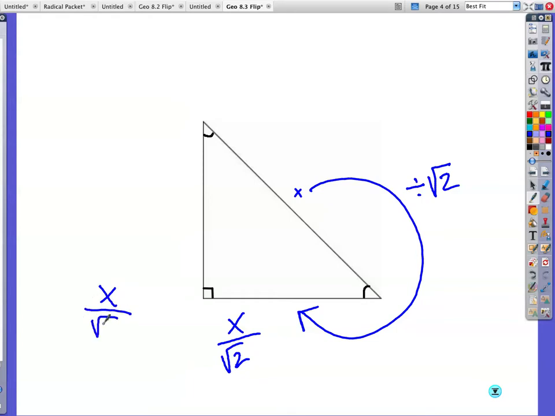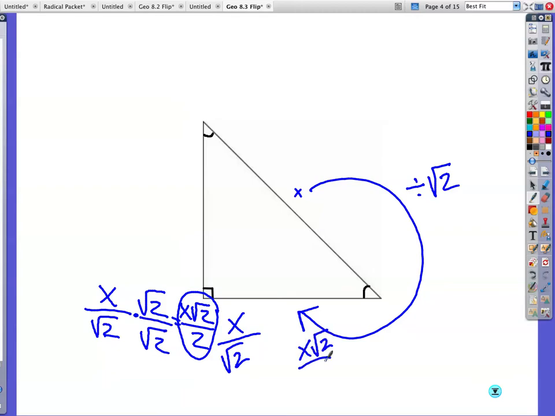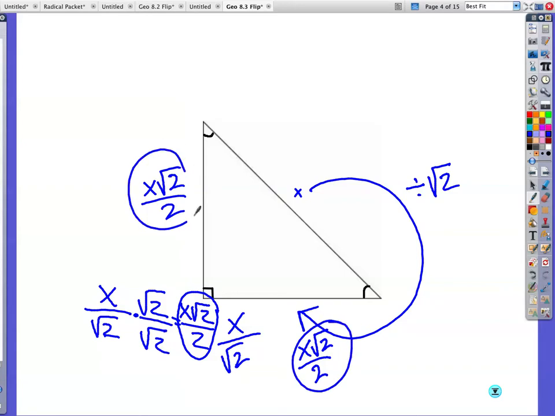So how do I undo that, or how do I rectify that situation? I take both the numerator and the denominator times square root 2. So now I have x square root 2 over square root of 2 times square root of 2 is just plain old 2. That's what I'm looking for there. My side length is x square root 2 over 2. Same with this side because it's an isosceles triangle. So I have x square root 2 over 2. That and that are the same.